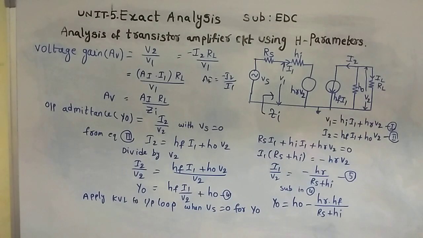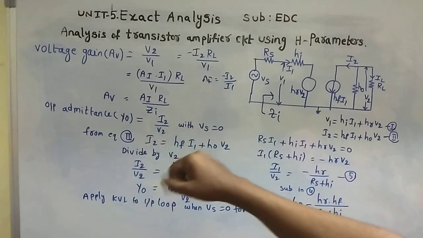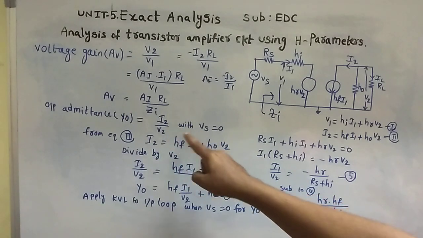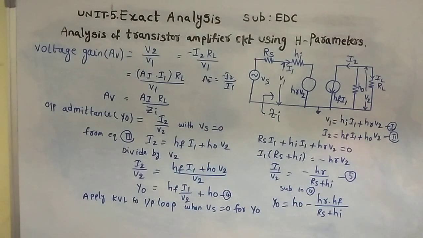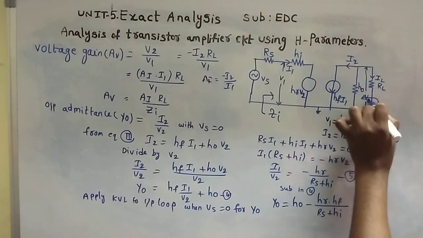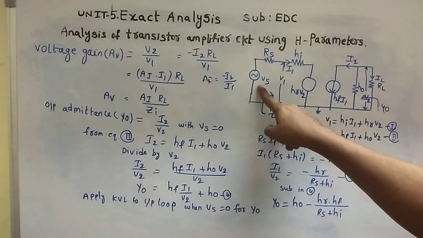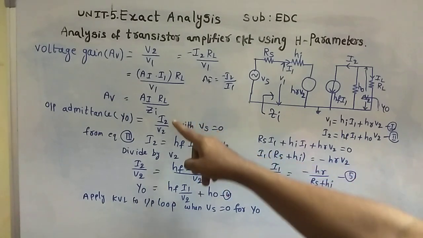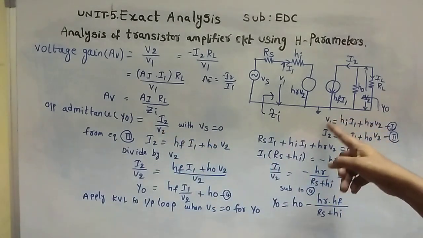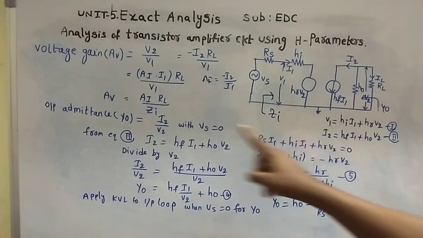Similarly, you can go for output admittance. Next parameter, output admittance. Y0 is equal to output current by output voltage, I2 by V2 with Vs equal to 0. If you want to find output admittance, Vs should be 0. Then I2 by V2 from equation 2. Why? Because here we have I2 and V2 terms. If you observe the H parameter equations, we have V1 and I2. So the second equation we are taking, because we have I2.